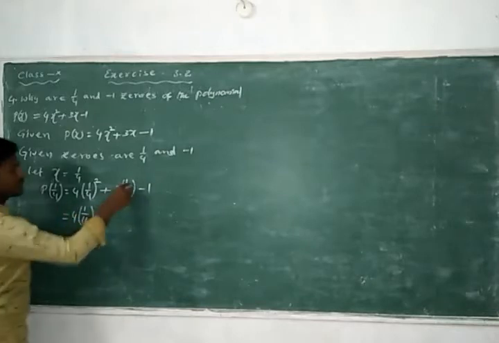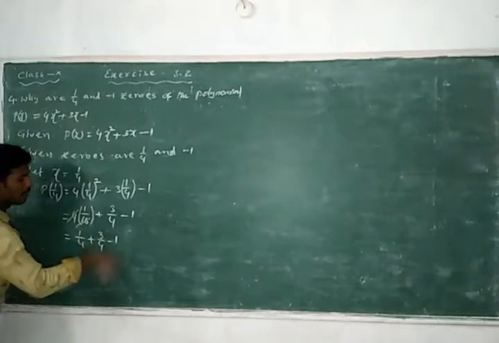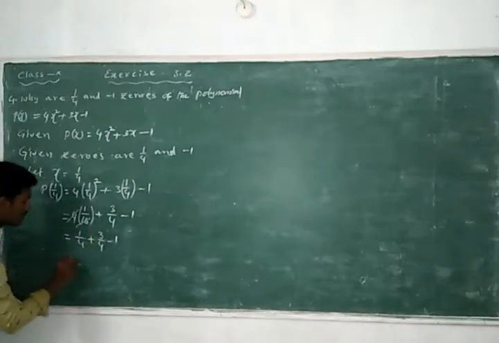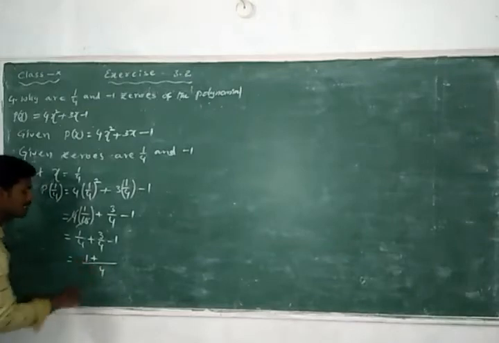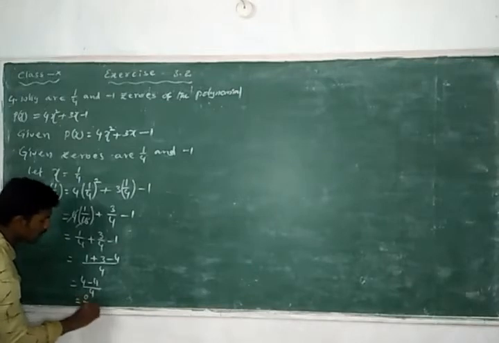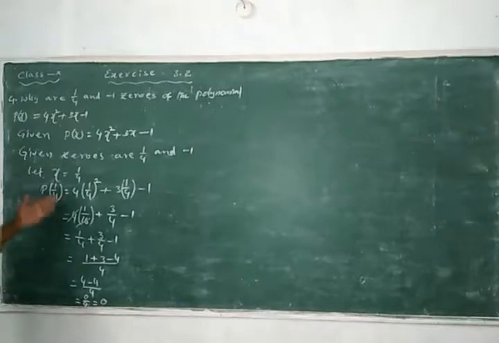Then plus 3 ones are 3 by 4 minus 1. Now we have 1 by 4 plus 3 by 4 and minus 1. Here it is a like fraction. We multiply 1 into 4 to get a like fraction. Then you add the numerators and take the denominator common, 4 is common. Now 1 as it is, 3 as it is, minus 4 ones are 4. So it is 1 plus 3, 4 minus 4 by 4. So it becomes 0 by 4, which is equal to 0. P of 1 by 4 is equal to 0.